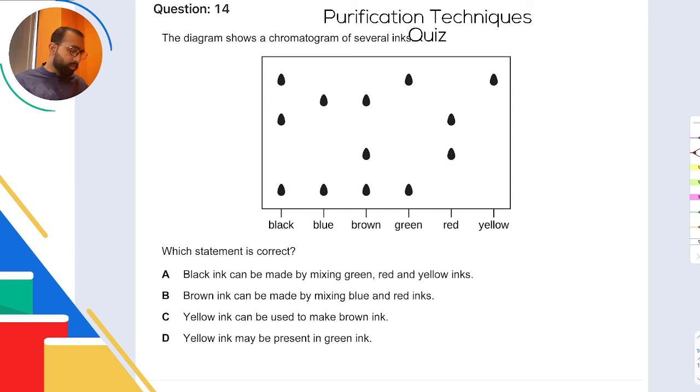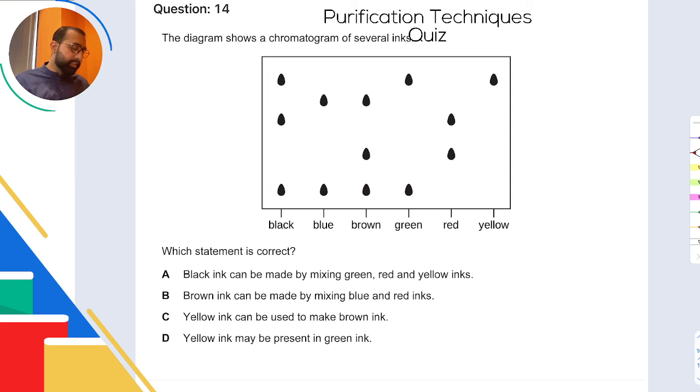The diagram shows a chromatogram of several inks. What statement is correct? Now here's the thing. In MCQs, you might not want to calculate the Rf value. One, because these diagrams are usually not to scale, and second, because it takes a long time. So what you can do is what I call the horizontal line test. It's not really a thing, it's not given in your book, but it works. If you study from me, you know I have these shortcuts and gimmicks that I just make up, and they work all the time.